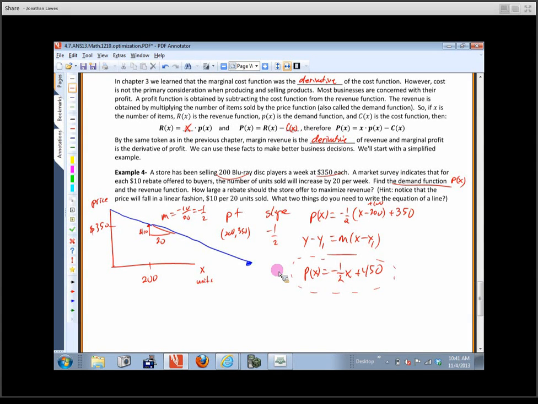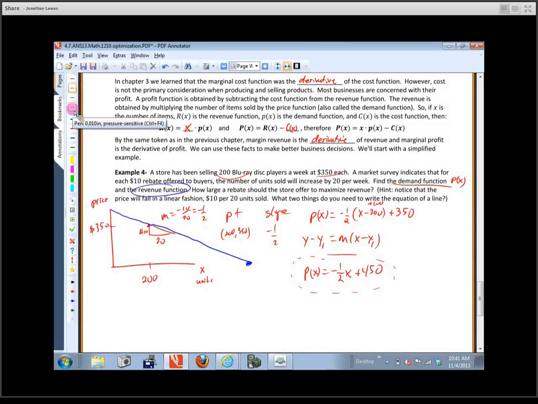So that's the hardest part of the problem. Then it says, how large a rebate should the store offer to maximize revenue? But I ignored this part right here. Revenue function. What's the revenue function?